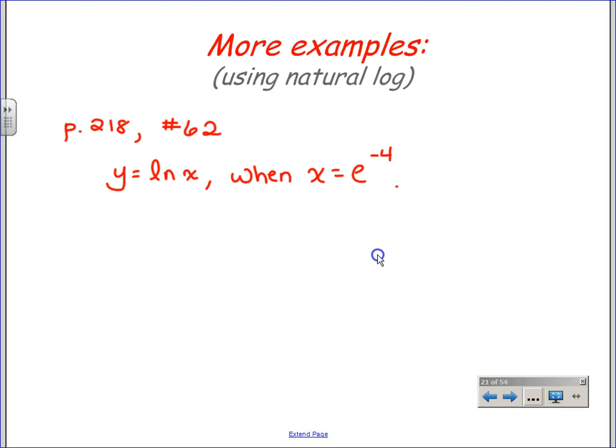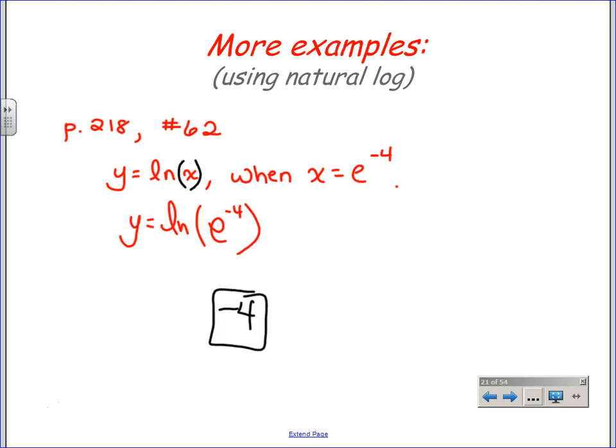Y equals ln of x, when x equals e to the negative 4. Any mental mathers already have an answer for me? Wait, what? No, we have to take that and plug it in, right? And where do we plug it in? Isn't this way worse than negative 4? Y equals ln of e to the negative 4. Ln is log base what?